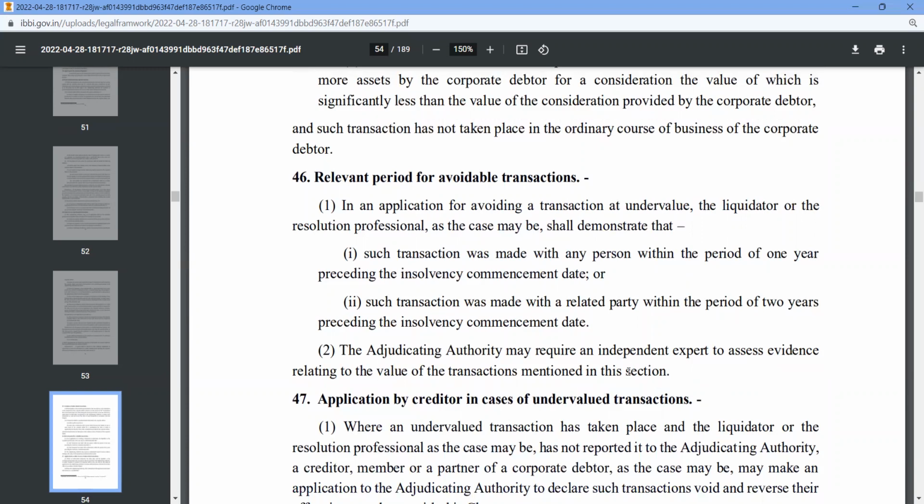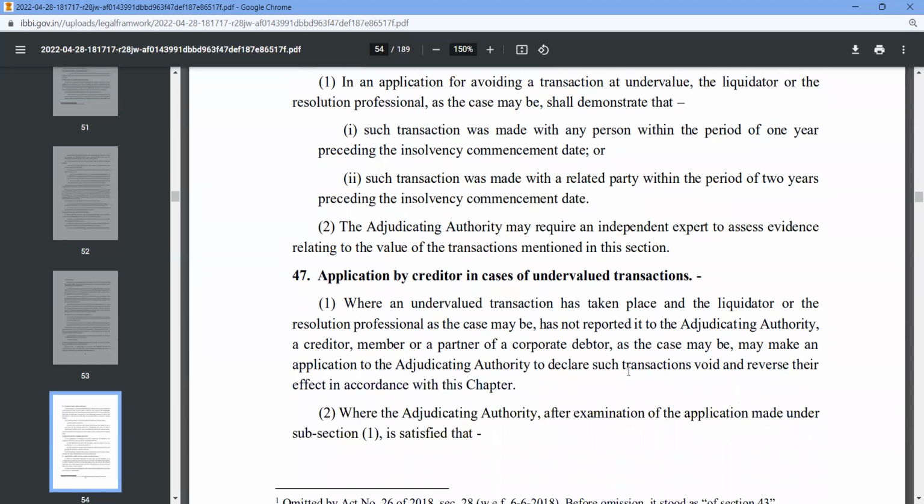But there is another aspect to this. In case of undervalued, the concept here is you have given it for free, or you have given it for consideration significantly less. Now who will assess? Suppose you have transferred a property worth rupees 100 crore at say 20 crores. Now you might say that the value at present is only 20 crores. It was 100 crores when it was purchased, but now it is 20 crores. Now who will assess? So the adjudicating authority may require an independent expert. They will appoint an independent expert to assess evidence relating to the value of the transactions mentioned in this section, because this value definitely may be subject to challenge. So this is regarding the relevant period for undervalued transactions.